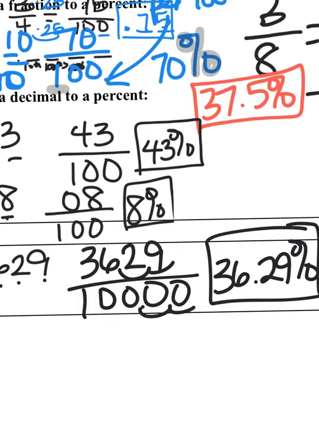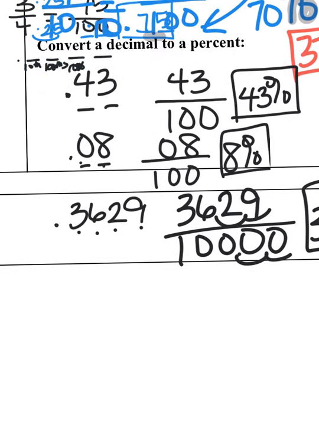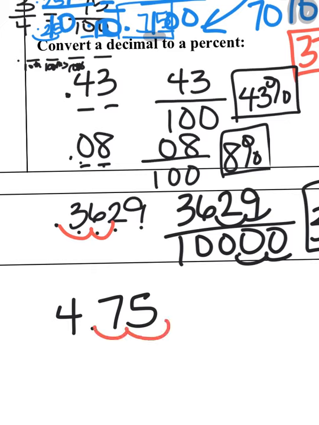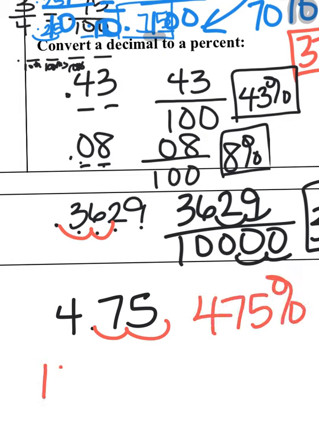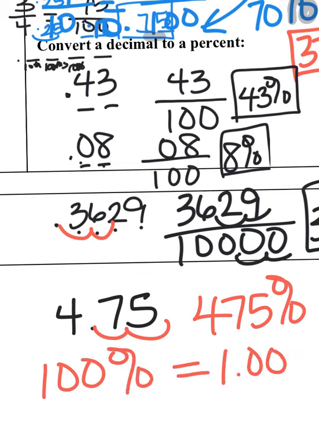Okay. Last example would be, what if we have 4.75? Okay. So essentially what you're doing when you're converting from a decimal to a percent, sorry, my dog's barking in the background, is that you are moving that decimal 2 spaces to the right. So that rule is going to hold here also, okay? 2 spaces to the right, so that would be actually 475%.